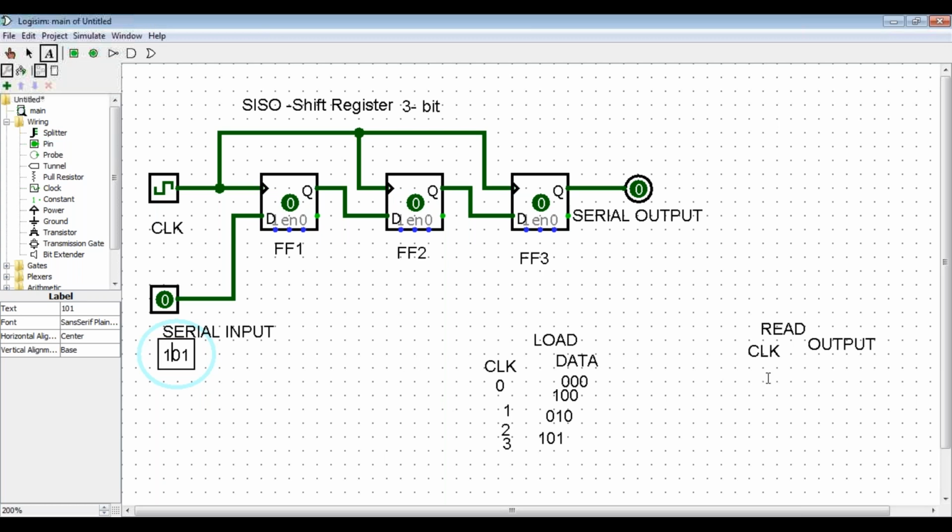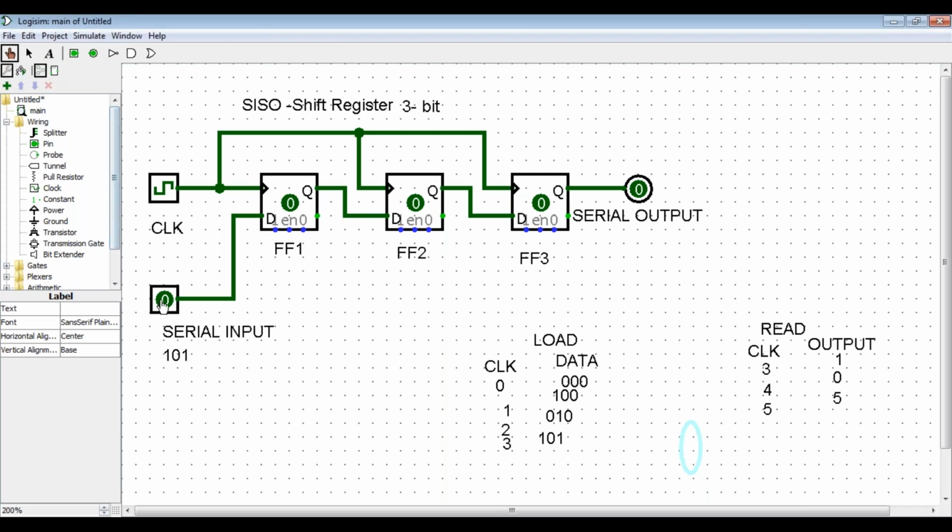When you read, at the third clock pulse itself you will get output 1. I mean, you will get the LSB. If you are applying the fourth clock pulse, you will get 0, the middle value. If you are applying the fifth clock pulse, you will get the MSB. I think we studied this concept in the theory class itself. We are just going to simulate it, so now we are going to verify the concept.